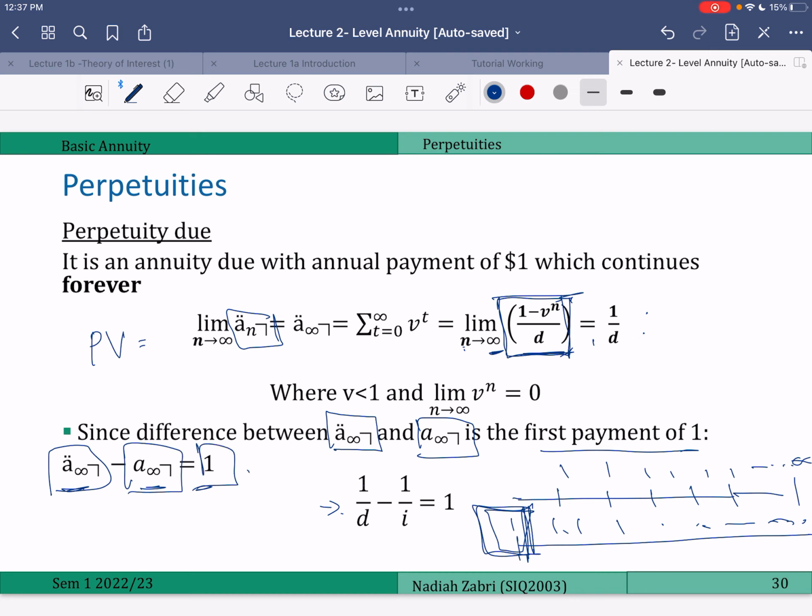In the first chapter last week, we saw a few relationships between d and i, and one of the relationships between d and i is this: 1 over d minus 1 over i equals 1. So this is how we get it. If we understand perpetuity immediate and perpetuity due, then we can understand this relationship. But to be honest, I rarely use this relationship between i and d.